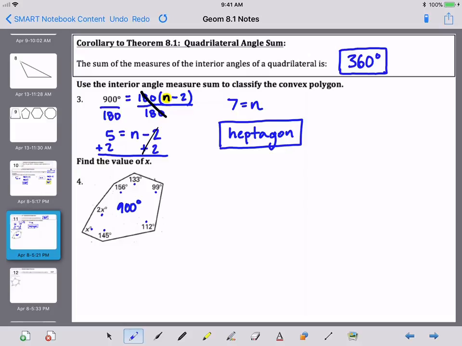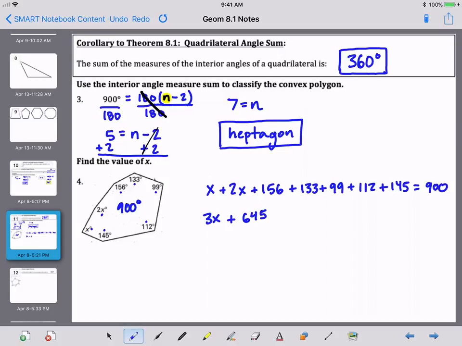If I start over here with the x in the corner, x plus 2x plus 156 degrees plus 133 degrees plus 99 degrees plus 112 degrees plus 145 degrees have to add up to 900 degrees. If we combine all of our like terms here, you've got 3x, and if you add all of these constants, they add up to 645. That has to equal 900 degrees.